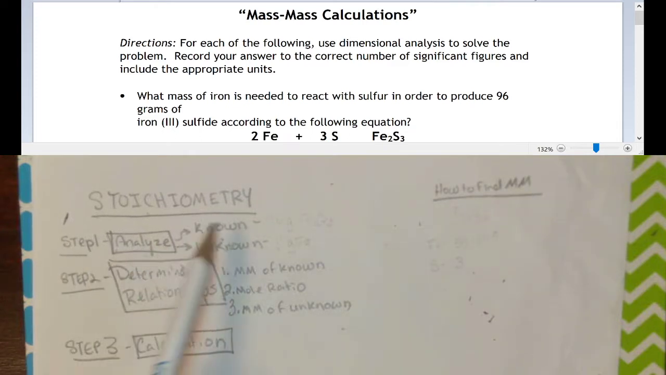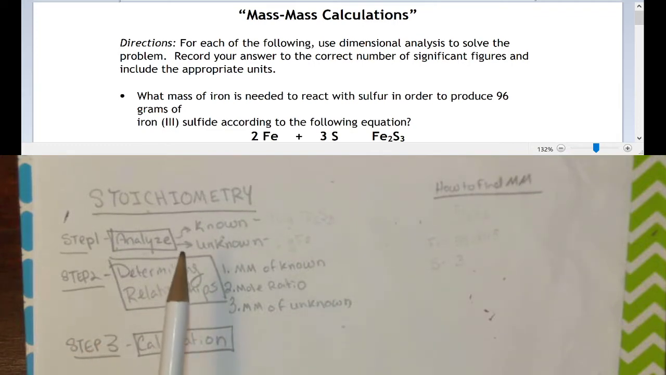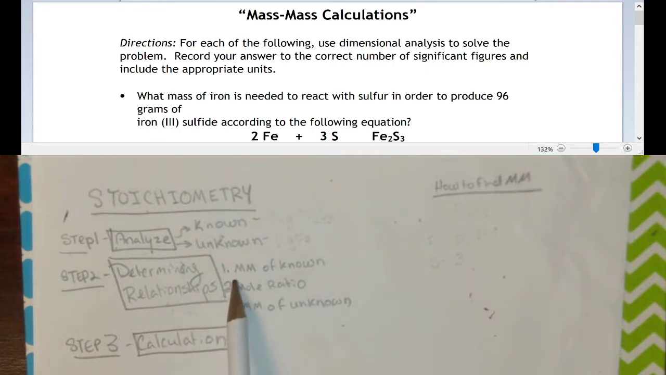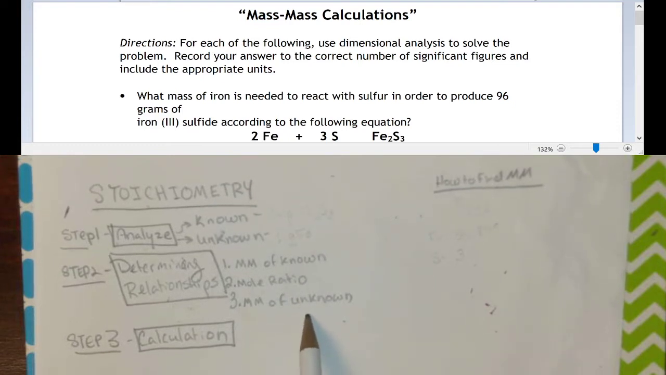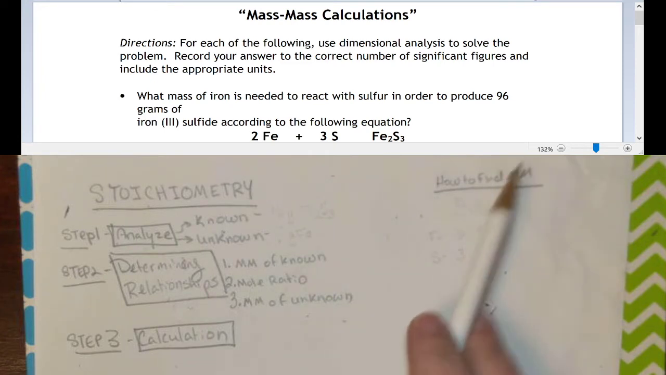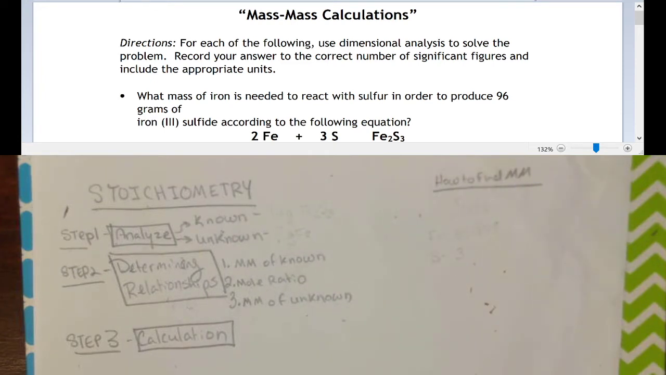Step 1, analyzing, finding your known and unknown. Step 2, determining your relationships. Unlike other stoichiometry problems, since this is a mass to mass problem, it does not just have one relationship. Instead, it has 3. We also know what these 3 are. It's the molar mass of the known, the mole ratio, the molar mass of the unknown. So we have 3 relationships we will find as we solve this problem. Step 3, we'll set up our calculation. And I'll also do a little bit of review on how to find molar masses.